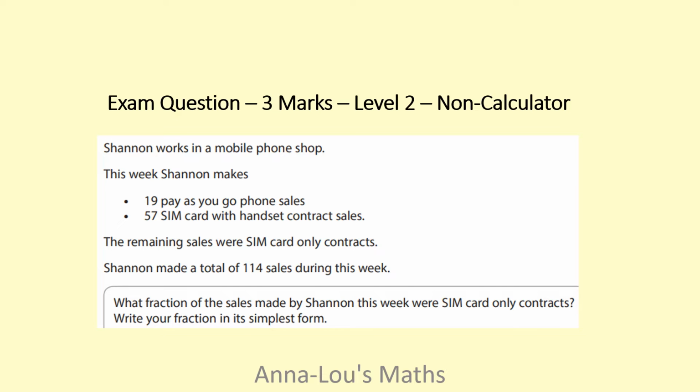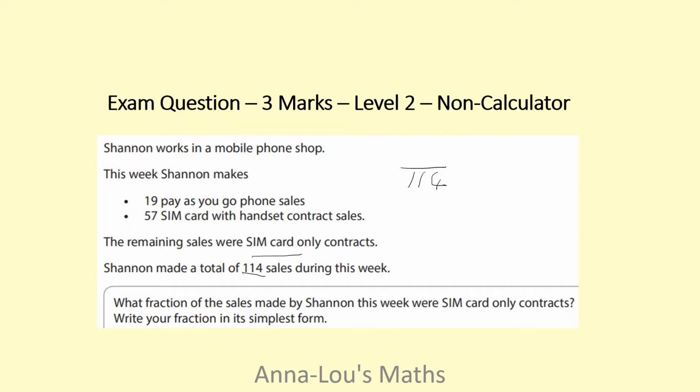Okay, so let's have a look at this one together. So she works in a mobile phone shop, 19 pay-as-you-go, 57 SIM with handsets, the remaining was SIM only. She's made a total of 114 sales. What fraction was SIM only? Simplify. So the first thing I know is that she's made 114 sales, and I know the remaining sales were the SIM only. So my total sales, 114, I know that's my denominator. So I need to find my numerator. So I know that it's the remaining was SIM only.